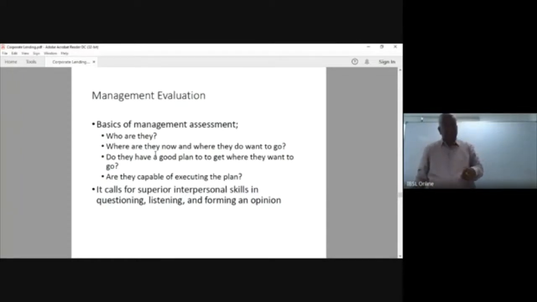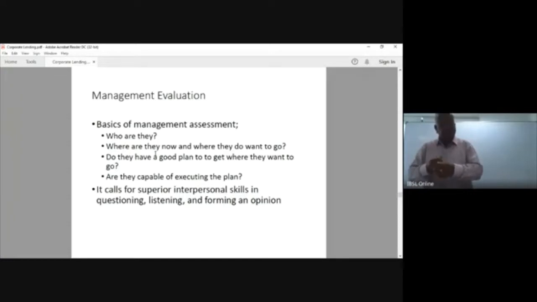Basis of management assessment. Who are they? What are they now and where do they want to go? Do they have a good plan to get where they want to go? Are they capable of executing the plan? So it calls for superior interpersonal skill in questioning, listening, and forming an opinion. So you must develop this skill. As I told you earlier, the interviewing skill, you have to develop. Similarly, you must develop that skill for evaluation.